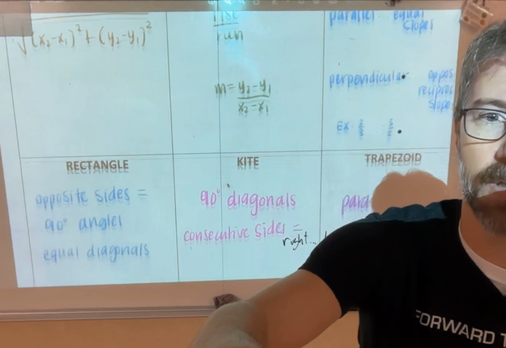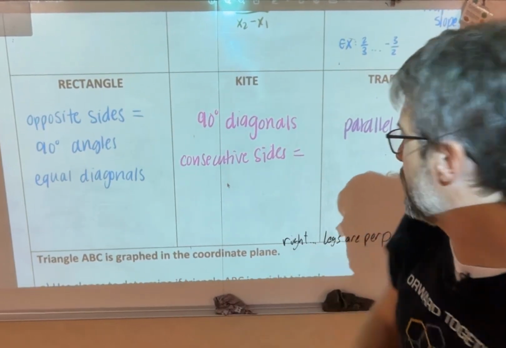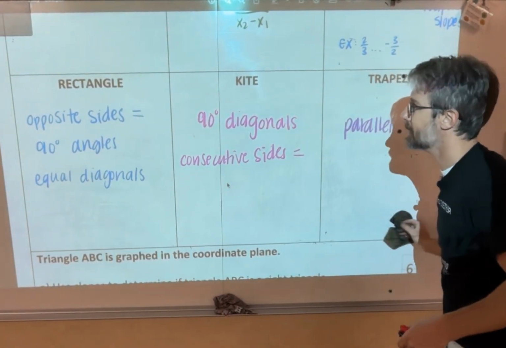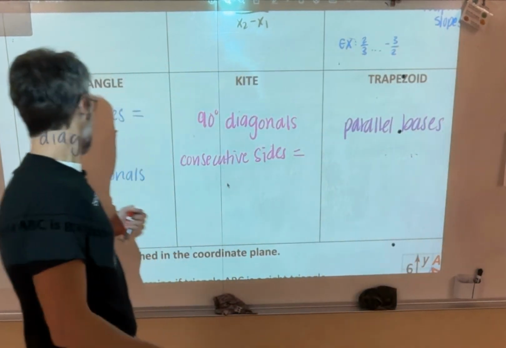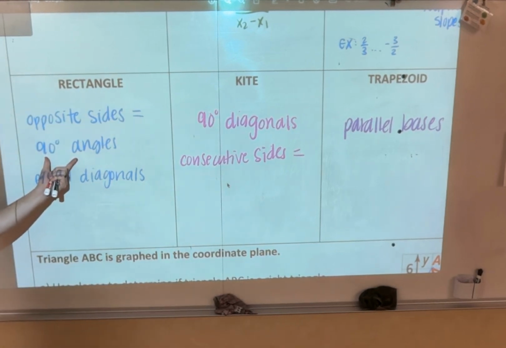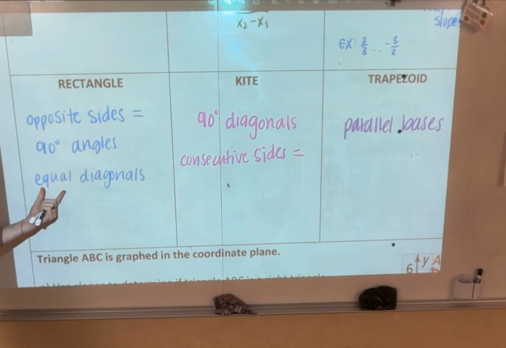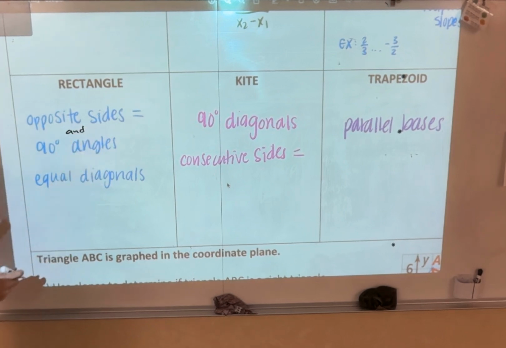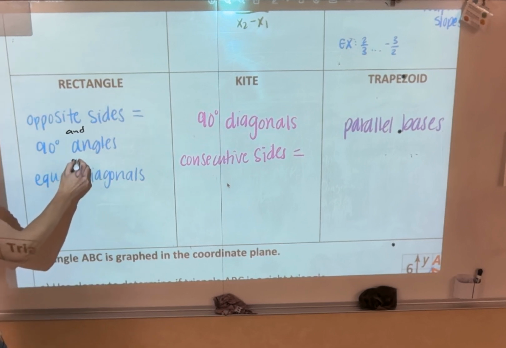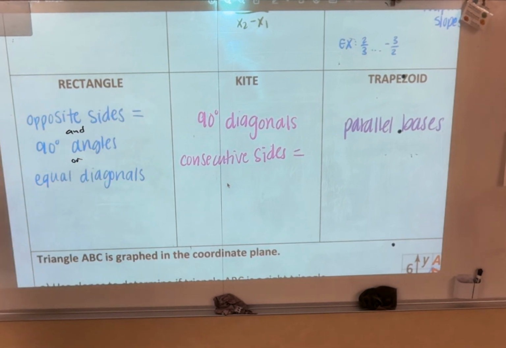All right, some of our quadrilaterals. How do we show that on the coordinate plane? Well, a rectangle, we have to show that the opposite sides are equal length, and all of the angles are 90 degrees, right? So all the angles in the corners are 90 degrees, meaning they're perpendicular, right? We could also show this if we can show that the diagonals are equal to each other. So this is kind of opposite sides and 90-degree angles, or we could just show that the diagonals are equal.